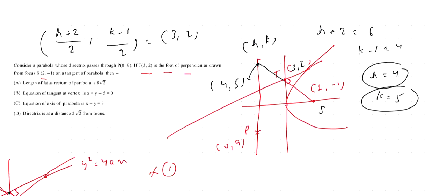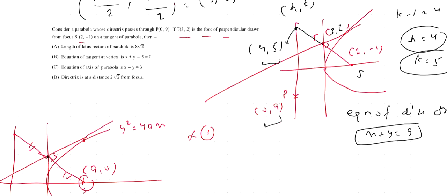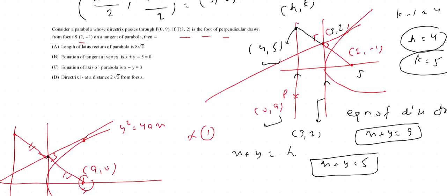So the equation of directrix. One standard observation is 4 plus 5 is 9 and 0 plus 9 is also 9. So we can say that it is x plus y equals 9. And we have to comment on the equation of the tangent at vertex. This line and that line are parallel, so it will be x plus y equals lambda also. And lambda we can calculate by using 3 comma 2, so x plus y equals 5. So this is the equation of tangent at vertex, right? So this option is correct.